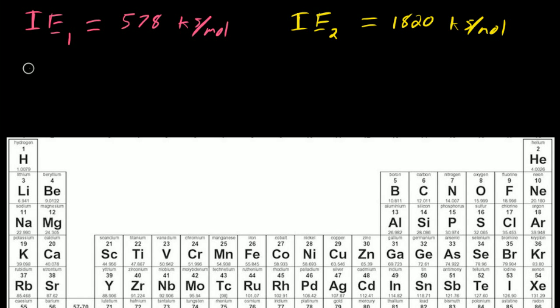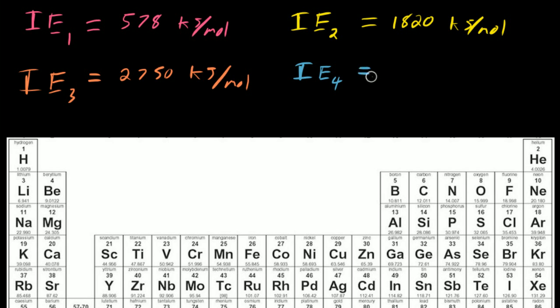Then after that we've got ionization energy 3, IE3, and that is going to be equal to 2,750 kilojoules per mole. And you can see as we go up it gets harder and harder to remove that electron. And then finally we've got the fourth ionization energy, IE4, and that is going to be equal to 11,600 kilojoules per mole.